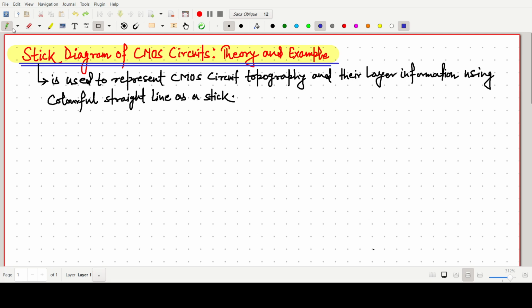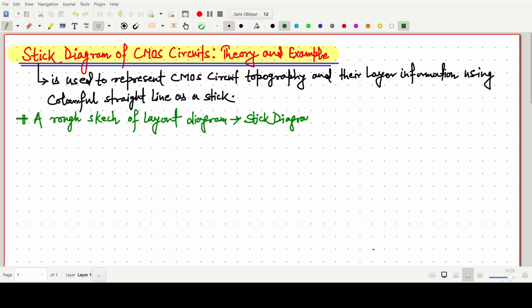Okay, so it is different from the layout diagram. Fundamentally we can say the stick diagram is very simple. We can say a rough sketch, a sketch or representation of layout diagram is nothing but simply a stick diagram. What I am saying, a rough sketch of layout diagram.